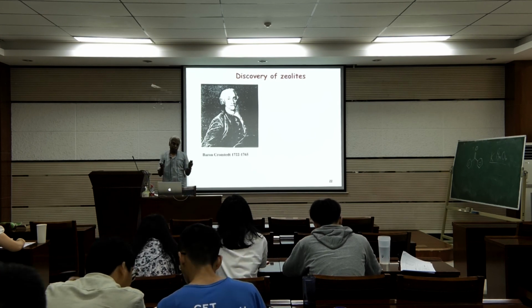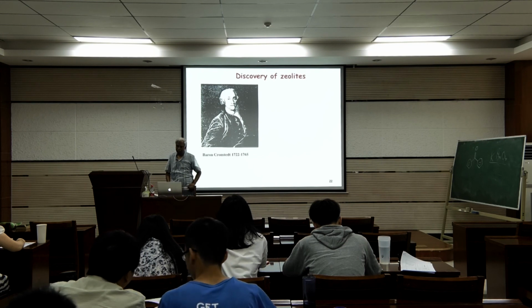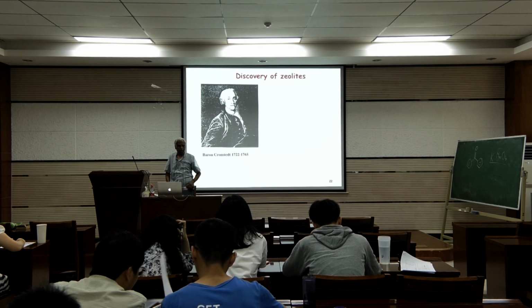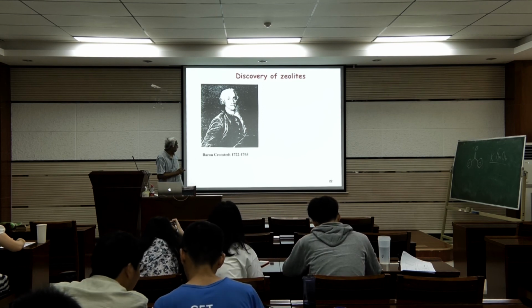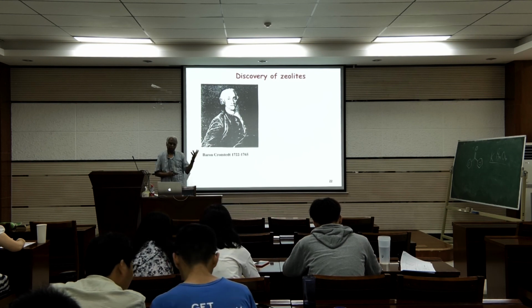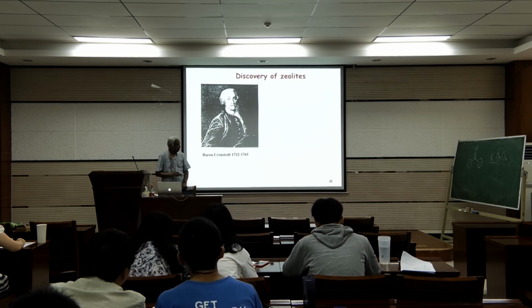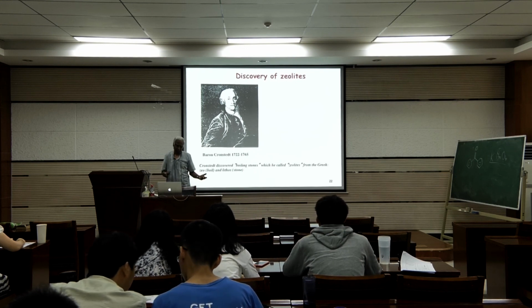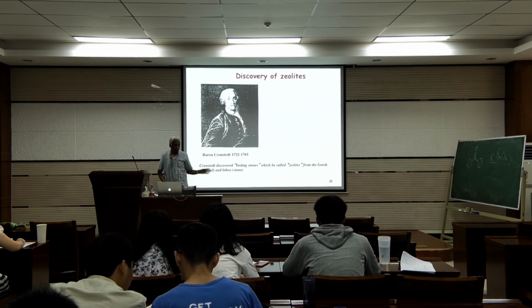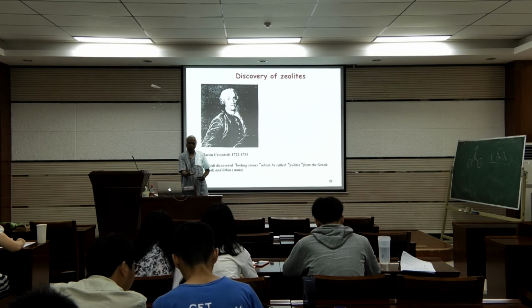Okay, zeolites are very popular. They are catalysts. They are used in industry, like the oil and petroleum industry. This guy found zeolites in the 1700s. These are basically called boiling stones. The guy was walking on a beach, and then he found some stones were jumping around.